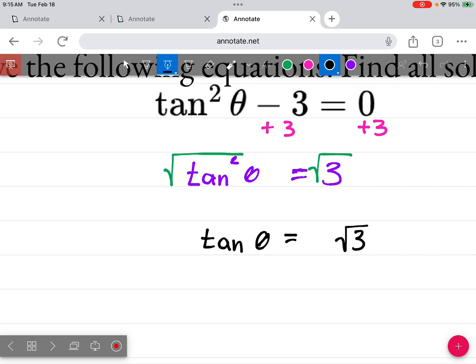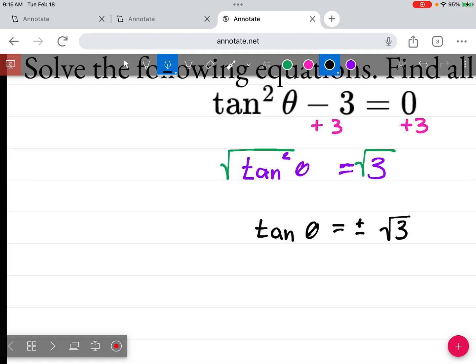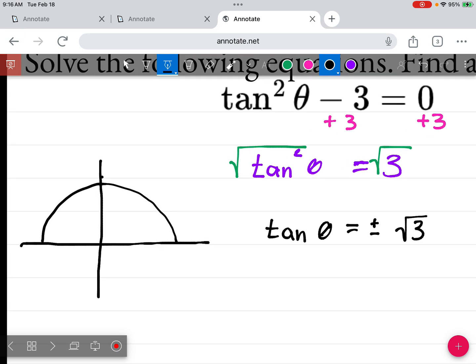When we square root both sides of an equation, though, plus or minus. So it could be that we have a positive square root of 3, or we could have a negative square root of 3. So when we think about tangent, I don't need to do the whole unit circle, but we're also not as well versed in what our tangents are. So I'm just going to think about the top half of the circle. I'm just going to think it this way.